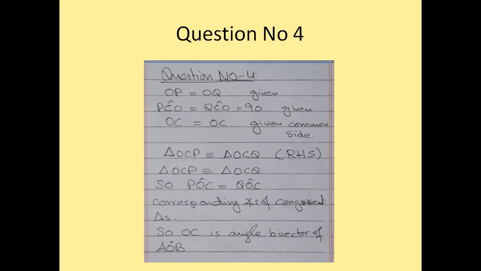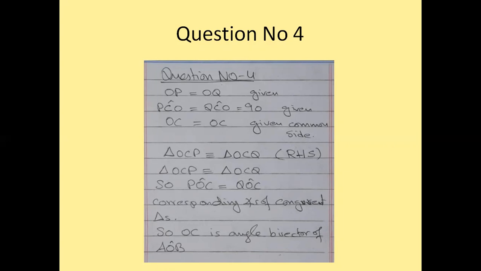So triangle OCP is congruent to triangle OCQ. You can say RHS because these two triangles are right angle triangles. You compared them, you found that their hypotenuse are the same and another side is the same. So I can say RHS. So these two triangles are congruent to each other.